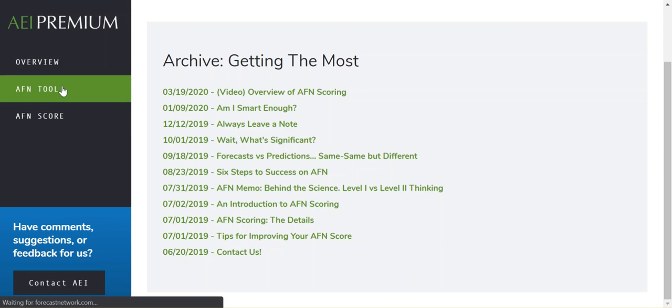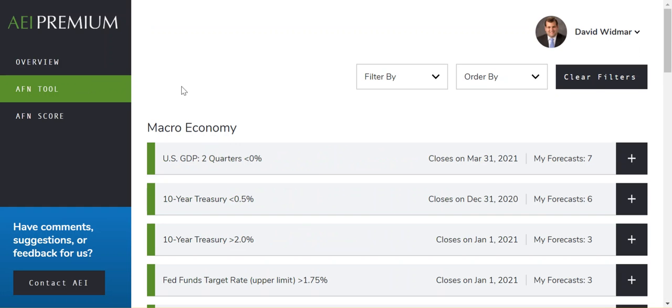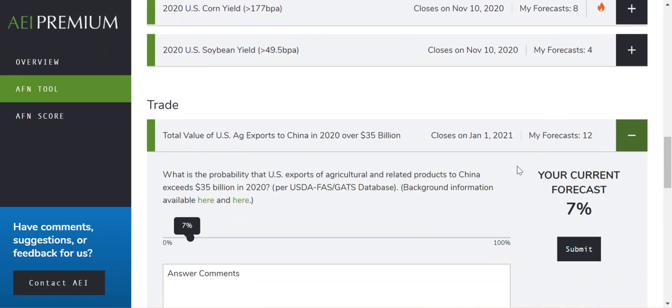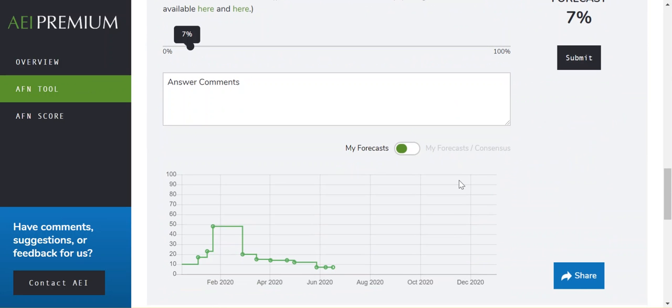So the first place that we're going to provide you feedback is on the Ag Forecast Network tool page. As I mentioned earlier, you can take one of these questions and you can expand it. And the first way you're going to get feedback is seeing the feedback that you leave yourself. So by graphing your past forecasts, we can review and consider how our thinking has changed.